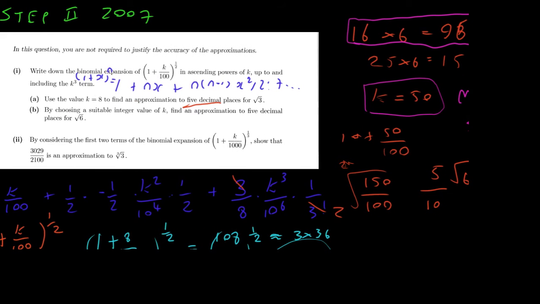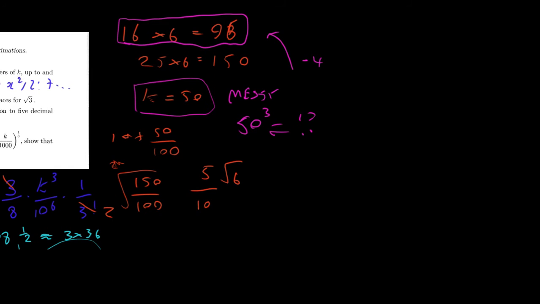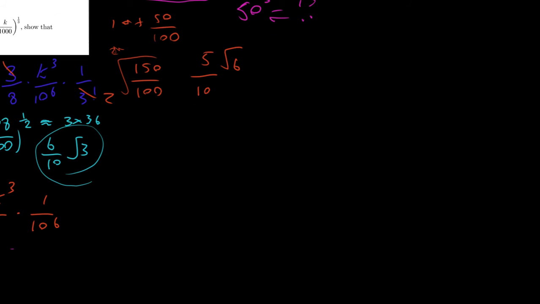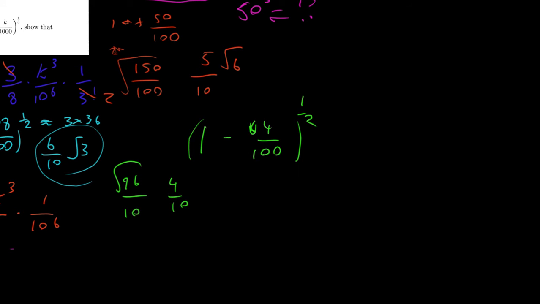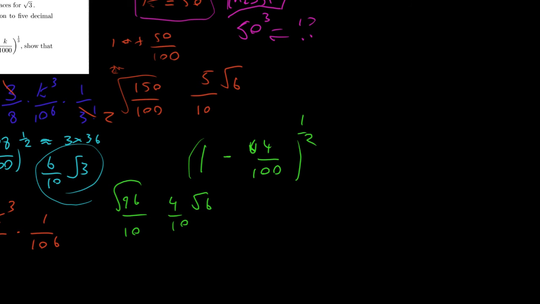One comment I would make about these questions is generally if you find yourself doing algebra that's just a bit too messy, you're probably not doing it the right way. There's probably a slightly easier way. So yeah, I don't know why I rejected 96, because all you have to do in this case is go minus 4 over 100 to the half, and we consider this. This is clearly 96 over, I'm going 96 over 10, which is 4/10 of root 6. Okay, so let's do that.